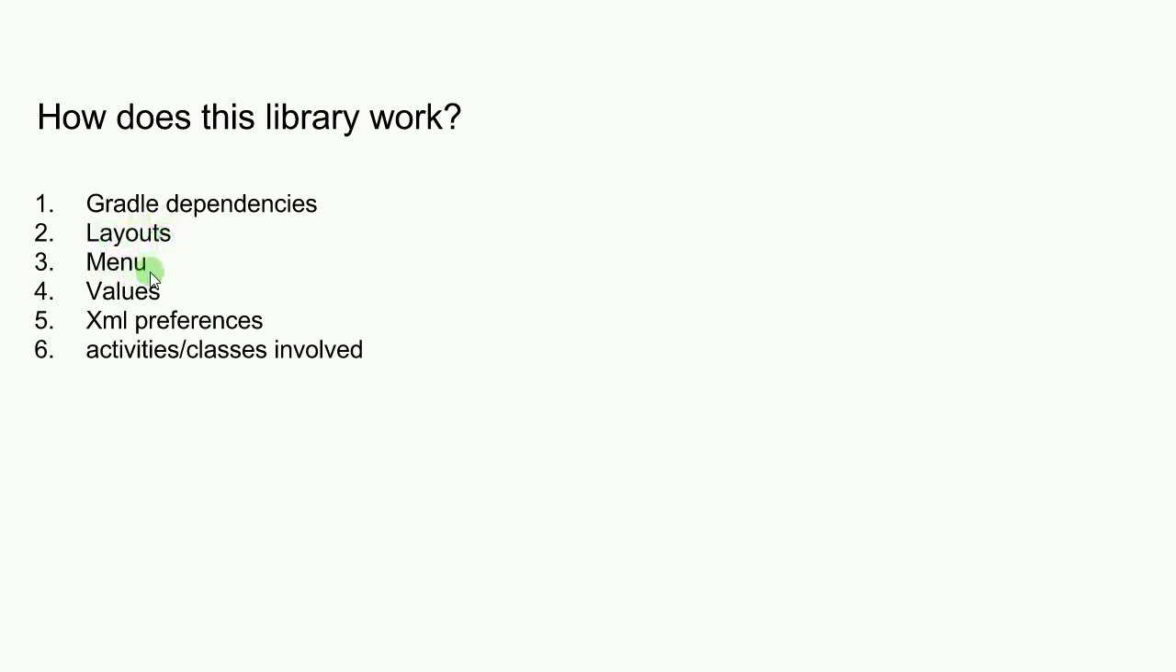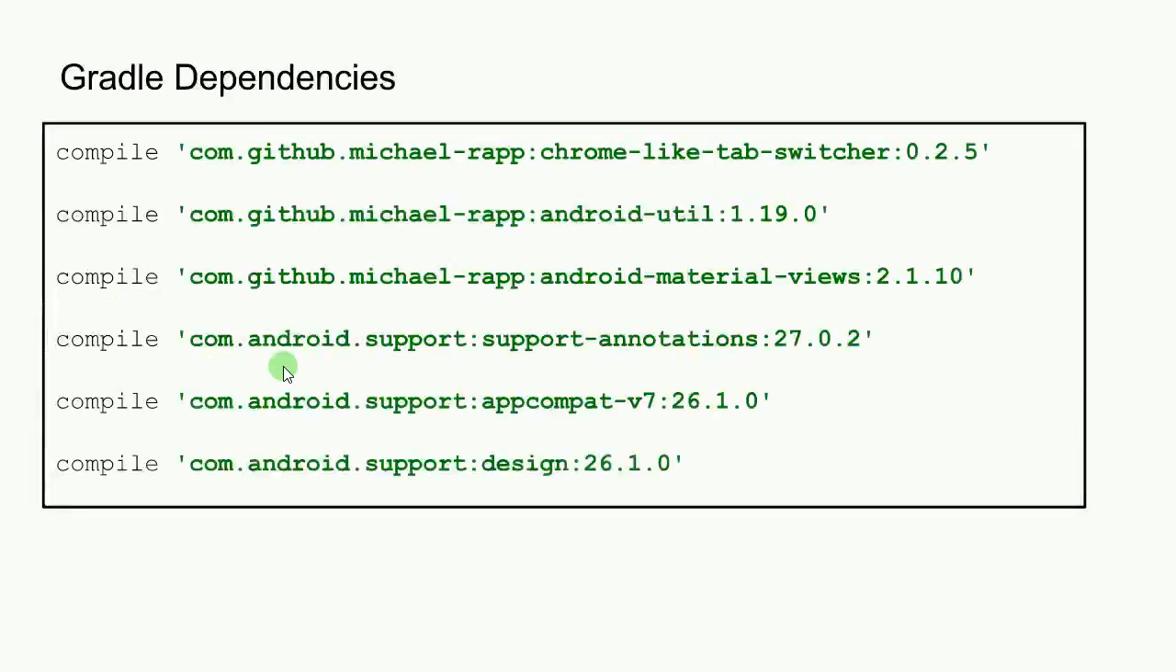The menu is also playing a vital role in this implementation. Then the different values that are present in the app. XML preferences, we are also going to remember the preferences that have been set by the user. The activities and classes involved, this is last but not the least, and I think we already know that this is not something which you can ignore. This is the most important part, but I wanted to go through all of these things first, before we start talking about activities and classes. So let's start with Gradle dependencies.